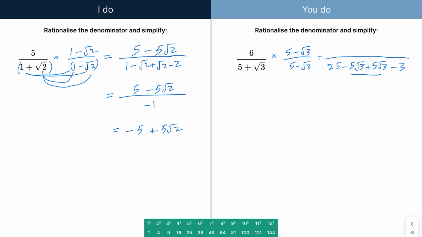Now again, this bit cancels out. So at the top we have 5 times 3, which is 30, minus 6 root 3. And then at the bottom, that leaves us with 22, 30 minus 6 root 3.